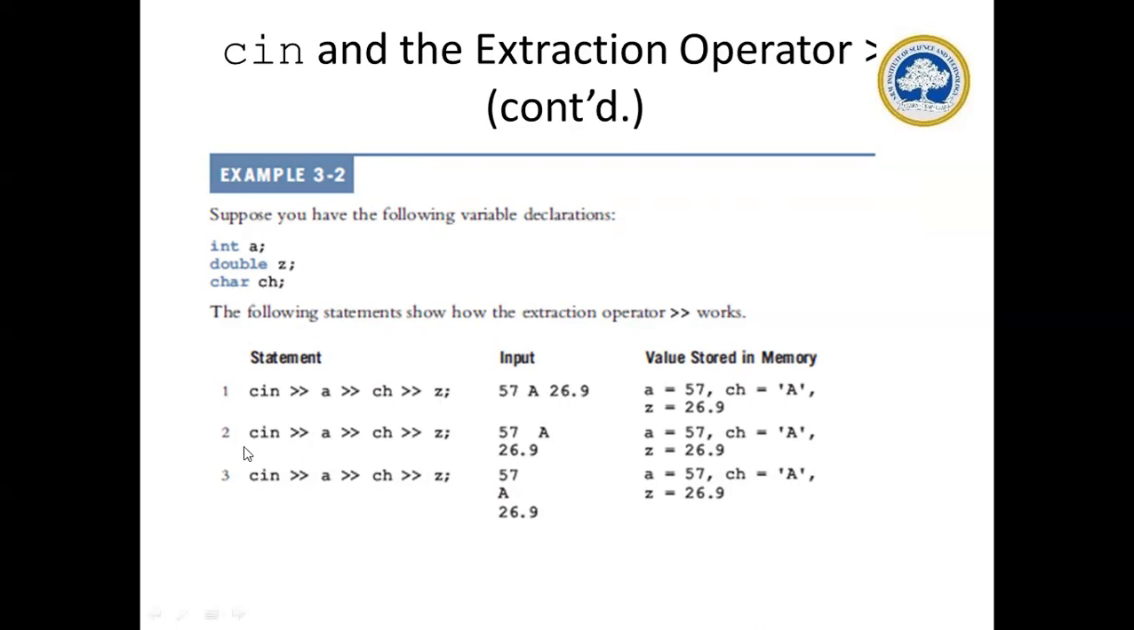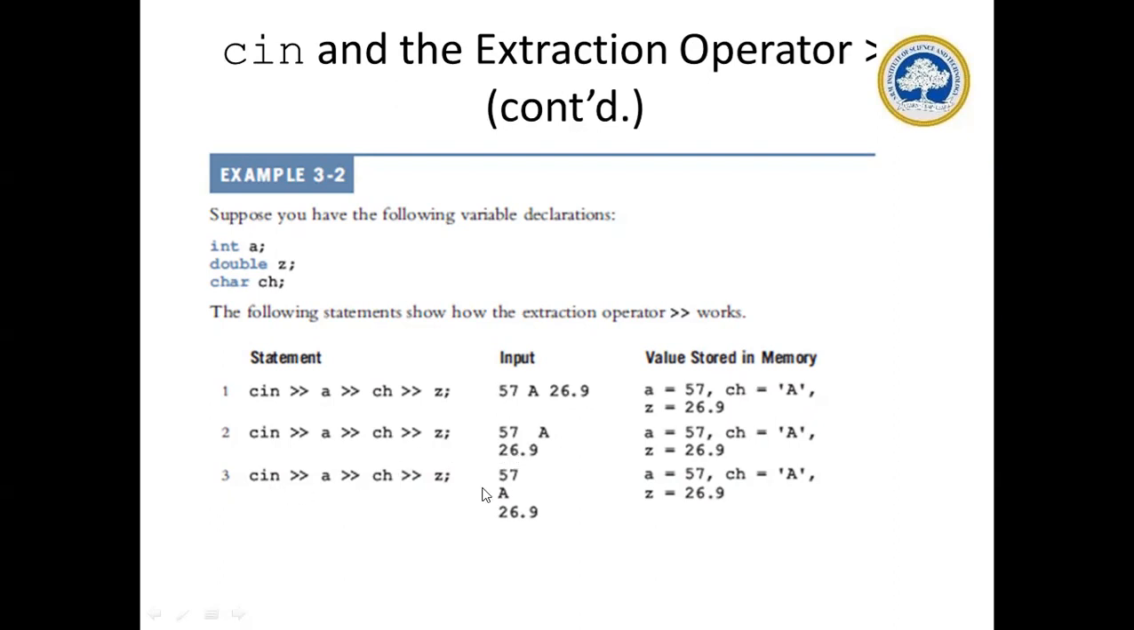Next, the same statement is given, but here in the first line you are giving two inputs and in the second line you are giving the third input. The compiler automatically takes the value 57 and stores it into the variable a. With the help of the space, the compiler identifies the next value, so the character A will be stored into the variable ch. Then the input moves to the second line, and the value on the second line will be stored into the variable z.